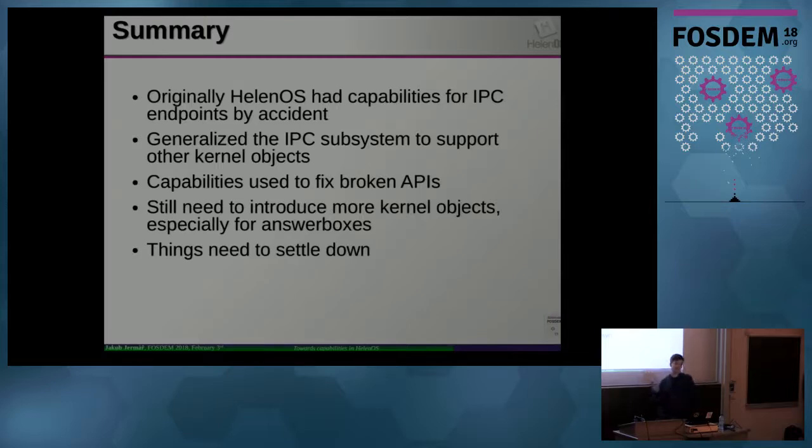Anyway, we took this foundation and extended it so that it's more generic and contains more capability types and kernel objects, to the point in which we were able to fix some of our broken APIs. Fixes for some other cases, like the one with passing BFS handles, still need to wait until we can have multiple answer boxes per task. And all this stuff is still quite new and still a little bit in flux, so some time might be required for it to settle down and stabilize, so things still might change a little bit.